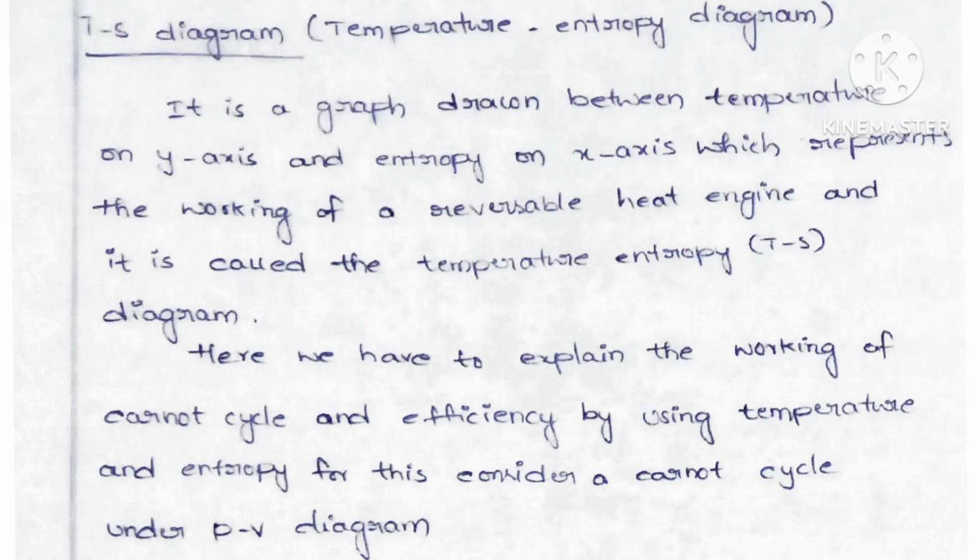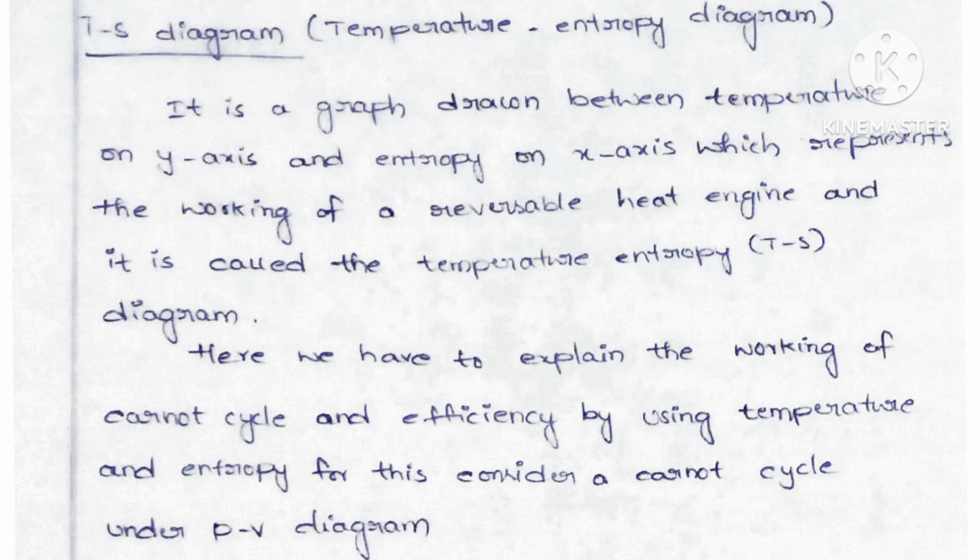TS diagram, temperature entropy diagram. It is a graph drawn between temperature on the y-axis and entropy on the x-axis, which represents the working of a reversible heat engine, and it is called the temperature entropy or TS diagram.